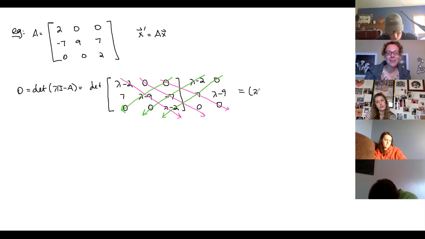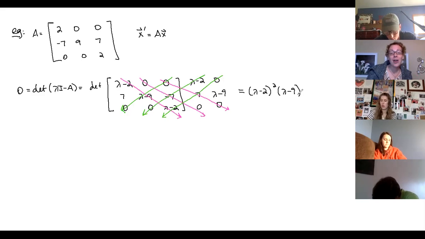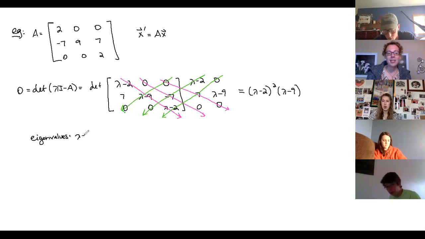And there's a whole ton of zeros in here. So what you're gonna end up with is lambda minus 2 squared times lambda minus 9. Everything else has a 0 in it. Lambda minus 2 squared times lambda minus 9. So here are my eigenvalues: lambda equals 2, 2, and 9. All good? Besides the fact that you gotta remember how to do a 3x3 determinant.